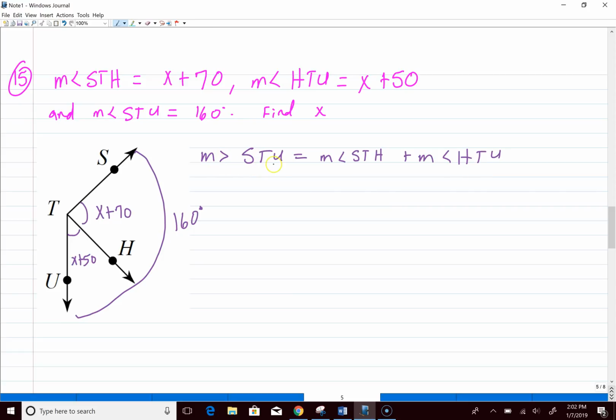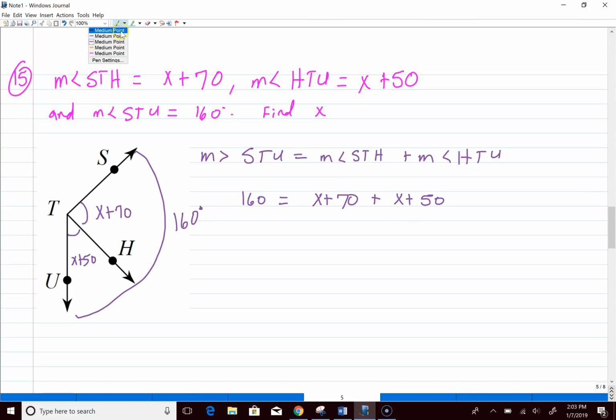So how much is the measure of angle STU? STU, the whole thing is 160, is equal to the measure of angle STH. STH is X plus 70, plus the measure of angle HTU. HTU right here, that's X plus 50. And now it's a very simple algebra 1. Well, actually, even before algebra 1 for that matter.